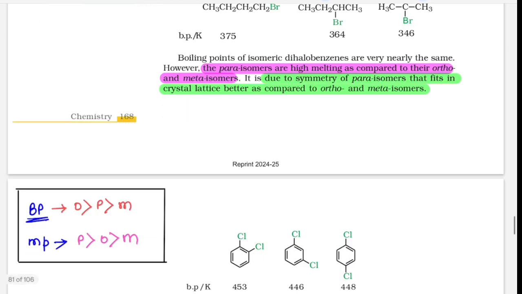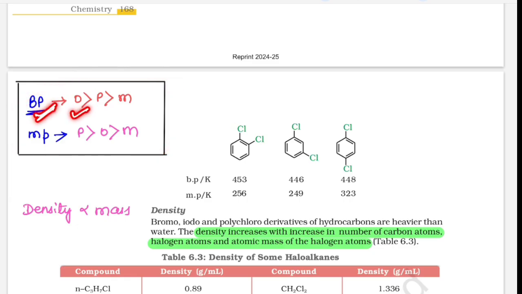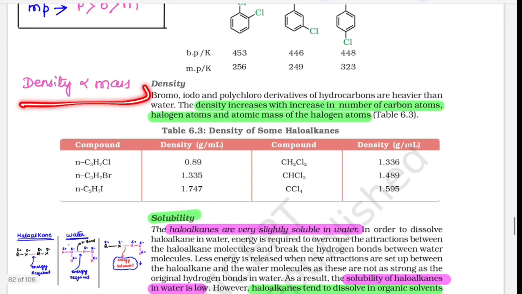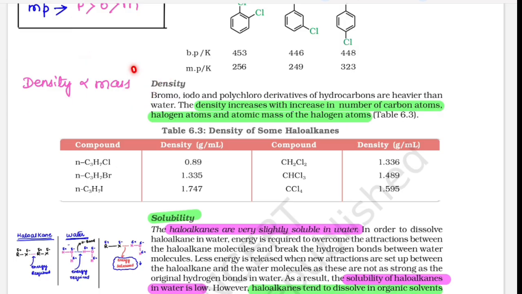That is why. So here you can see the order of boiling point and melting point. Boiling point: ortho will be greater, then para, and then meta. Melting point, if you are comparing: para will be greater, then ortho, and then meta. So now comparing the density. Density is directly proportional to the mass of the compound. So the more the mass, the higher the density. This is very simple to remember: density is directly proportional to the mass. So if mass increases, the density also will increase.